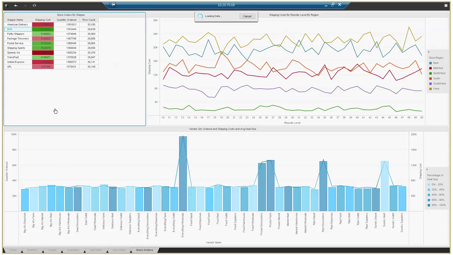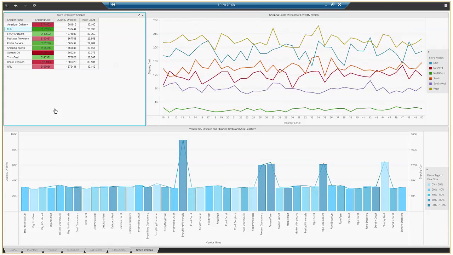I'd like to conclude that this demo is based on the Vertica out-of-the-box VMart sample database, and we're using the MicroStrategy version 10 product for this particular demonstration.